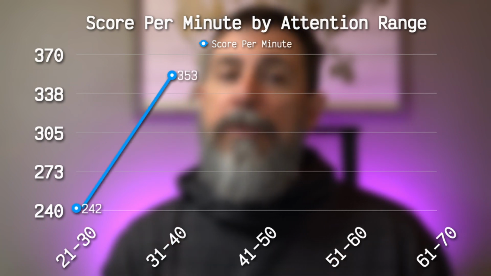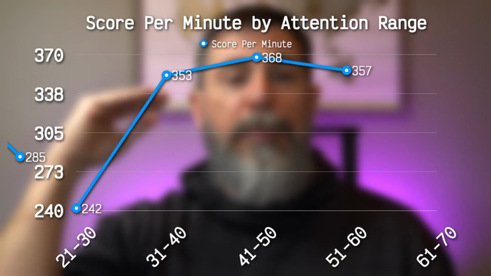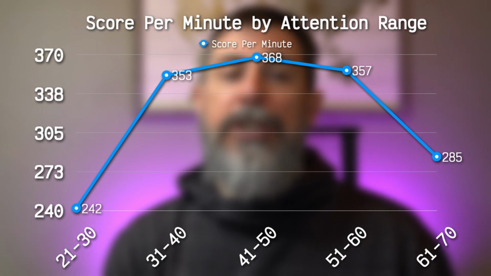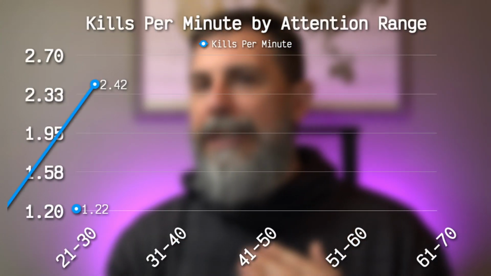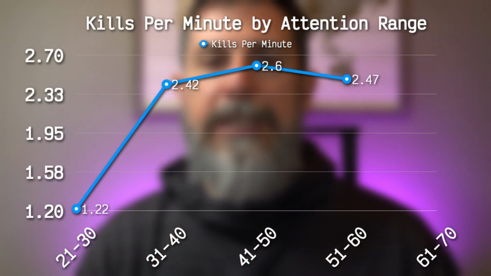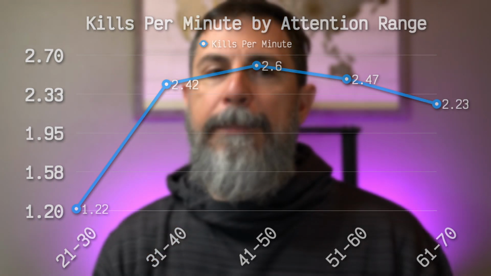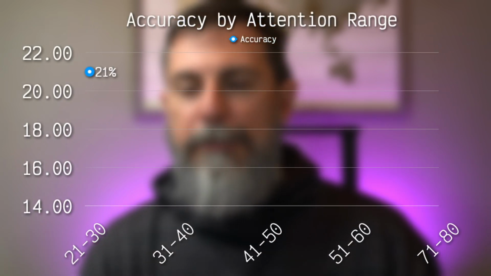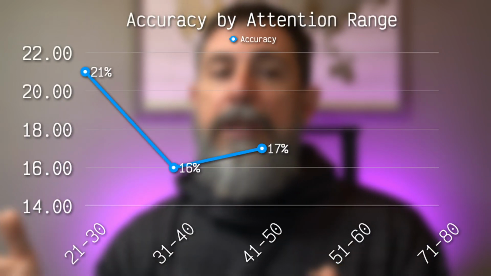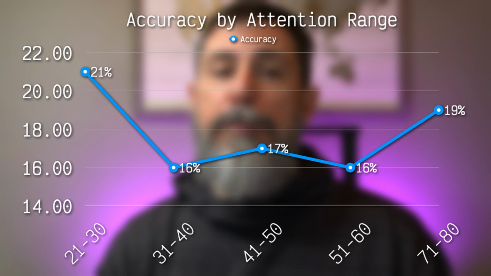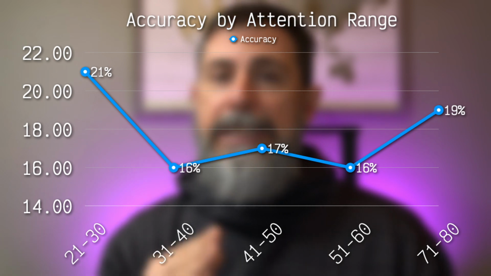Now, my score per minute data shows a similar trend, with a low score per minute for low attention ranges, rising again to that peak in the 41 to 50% range, and then falling with increased attention. Kills per minute follows the same trend, maybe not quite as drastically, but you can definitely see the same trend. Now, accuracy is an odd W-shaped graph, but the 31 to 60% range, where I spent 95% of my time playing, follows that same trend.